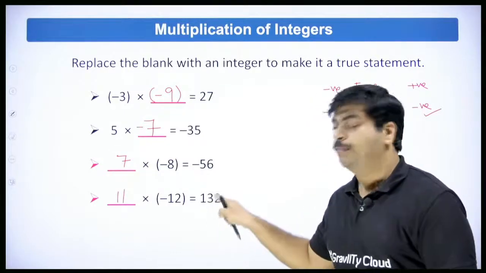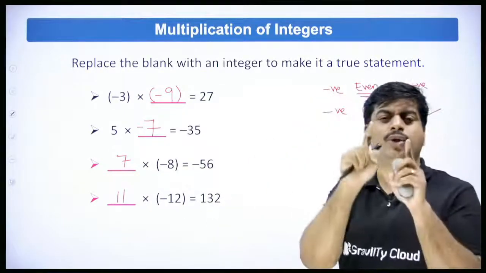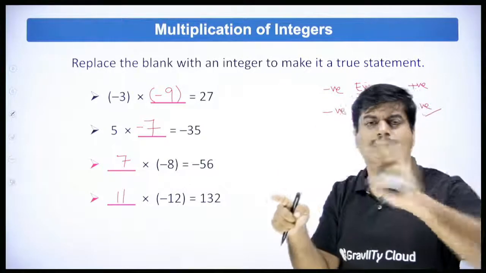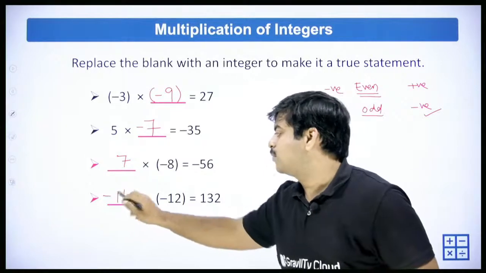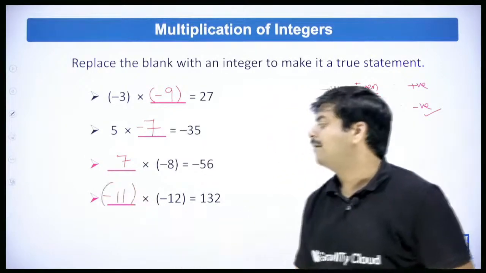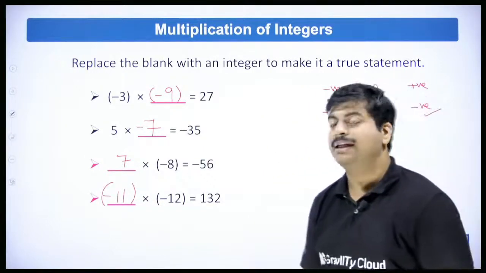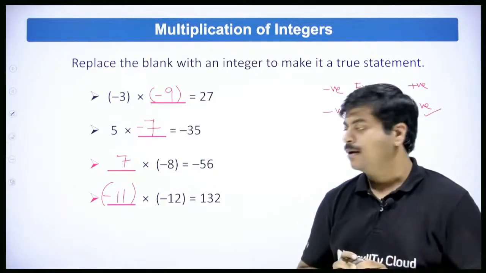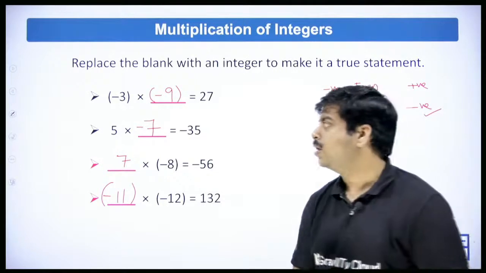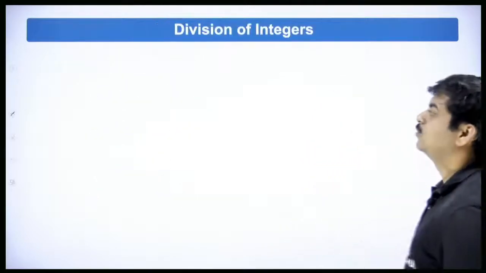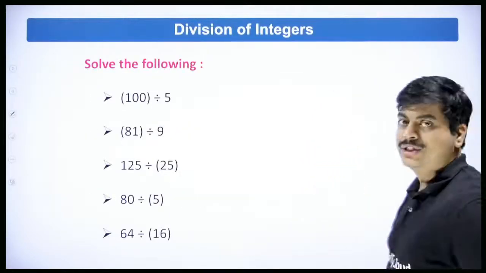You have positive. Positive means you should have at least two negatives. If you have one negative, that will not work. We need to have two negatives. So one is minus 12 and one is minus 11. So minus 11 into minus 12 is equal to 132. Correct? Okay. So let's move forward to the next one, that is division of integers.